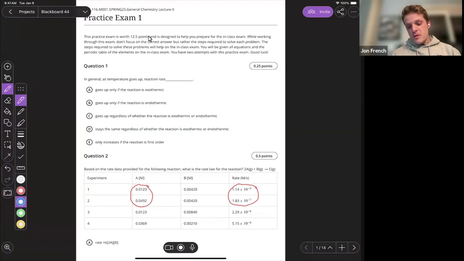And then for our second part, we want to look where the concentration of B changes. So we're going to compare these two because the concentration of B doubles. And if we look, the concentration of A stays the same in that case. So that means I want to compare this rate to this rate for the second part of this question.